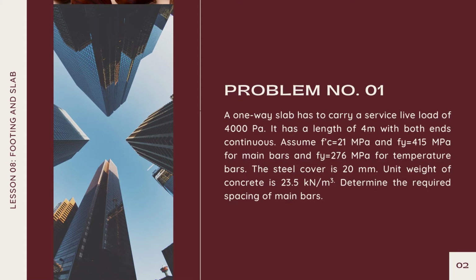For problem number 1, a one-way slab has to carry a service live load of 4,000 Pascal. It has a length of 4 meters with both ends continuous. Assume that the compressive strength of concrete is 21 megapascal and the yield strength of steel is 415 megapascal for main bars and 276 megapascal for temperature bars. The steel cover is 20 mm and the unit weight of concrete is 23.5 kilonewton per cubic meter. Determine the required spacing of main bars.